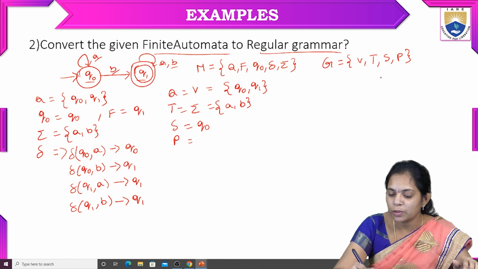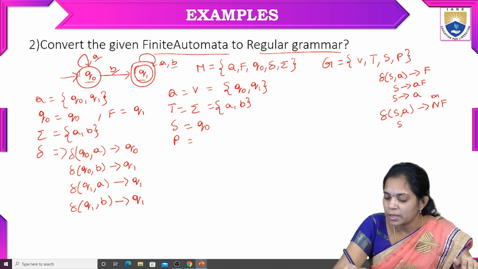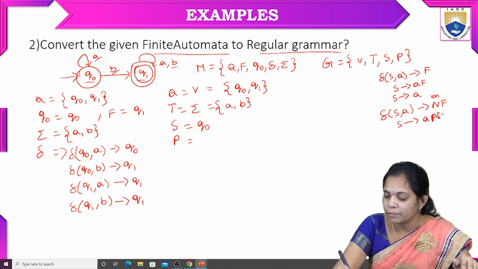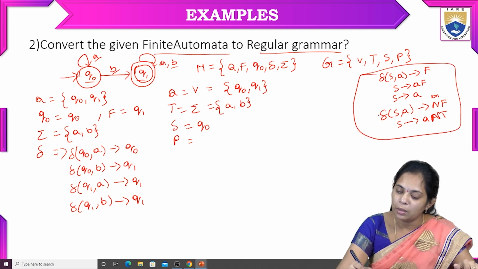We will write one more time. The transition of state with the input symbol, when it is reaching the final state, we should write the production rules A → aF and S → aA. And when it is a non-final state, transition of S comma a reaching a non-final state, so S tends to aA; we have to write a and A for the non-final state. So these are the two conditions we have to remember.